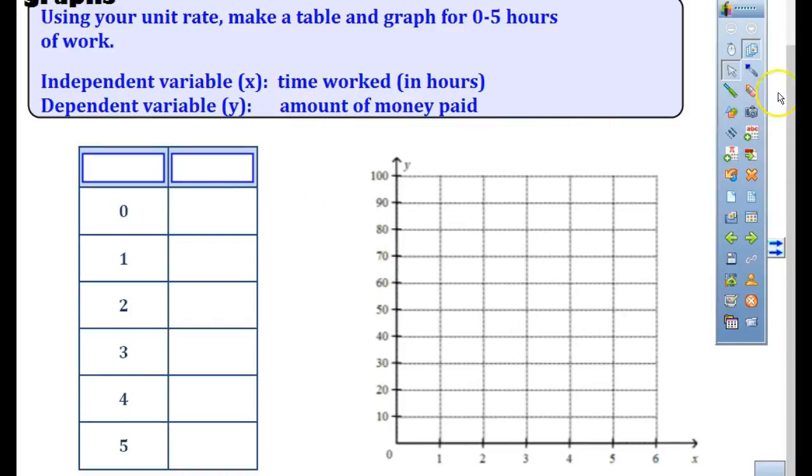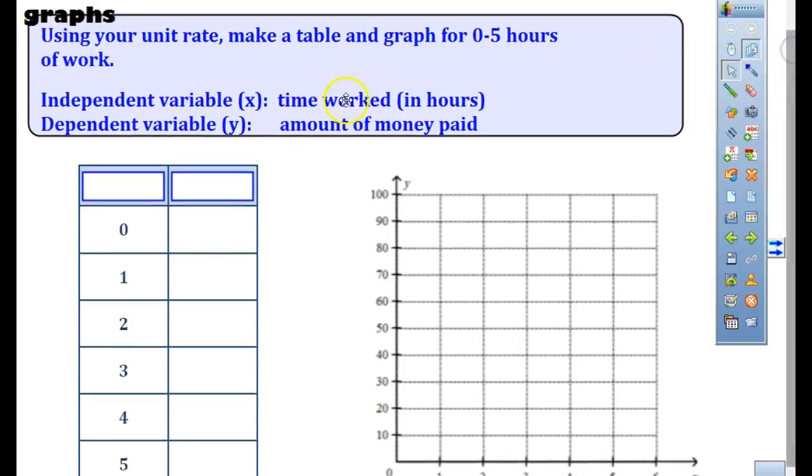We are looking at our independent variable, which is the time worked, in hours. Our dependent variable is the amount of money that we're paid. So this is really our X. It is our time in hours.